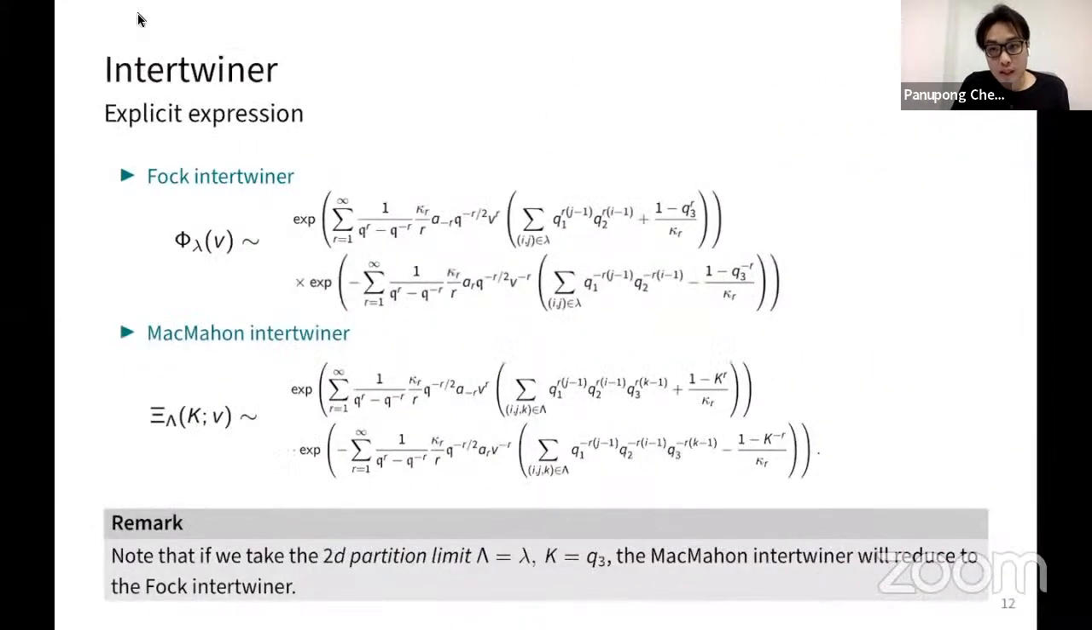By solving the intertwining relation, we can show that the Fock intertwiner and MacMahon intertwiner must take this form. But we don't need to remember this formula. I just show it here because I want to point out that if we take the plane partition lambda to be a partition, and if we take K to be QT, the MacMahon intertwiner will reduce to the Fock intertwiner. We call this the 2D partition limit. This 2D partition limit is very important when we want to interpret the solution of the MacMahon q-KZ equation as a generalized Nekrasov factor.